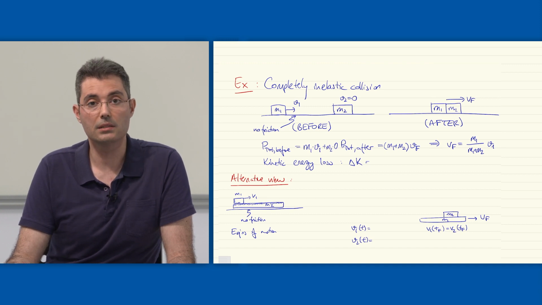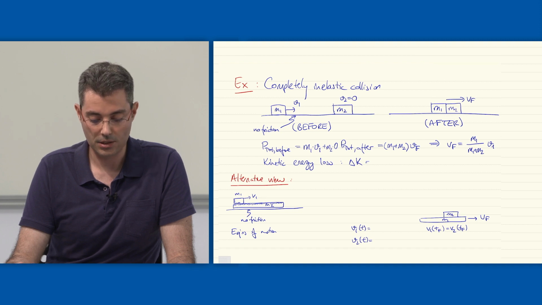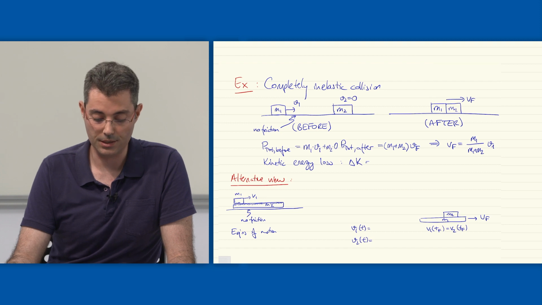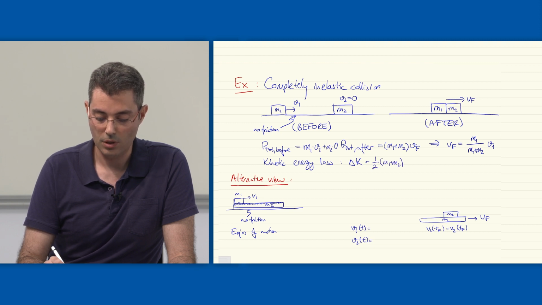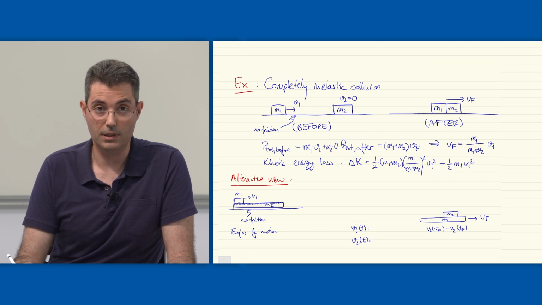So in these completely inelastic collisions, the kinetic energy is going to be changing in general. Let's calculate how much change we have in kinetic energy in this example. The kinetic energy after the collision is 1/2 times the total mass, m1 plus m2, times the speed squared, which is v final squared. So let me write this as m1 over m1 plus m2 squared, v1 squared, and from that I subtract the initial kinetic energy, which is 1/2 m1 v1 squared.